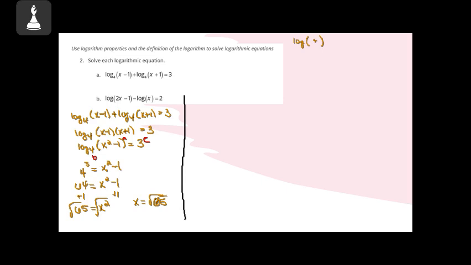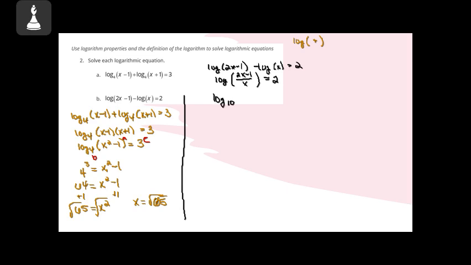All right, so B, we have log of 2x minus 1 minus a log of x equals 2. So I have two logs that are being subtracted currently. Subtraction outside a log means division inside of the log. So that's log of 2x minus 1 all over x equals 2. Now, there is no base listed because this is a common log, and that common log base is 10. So this is log base 10, 2x minus 1 over x equals 2.